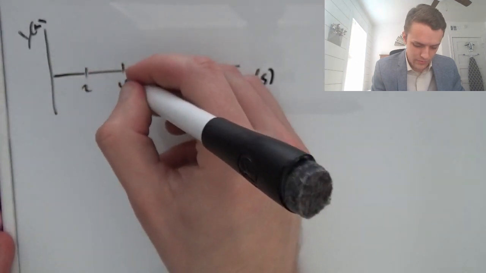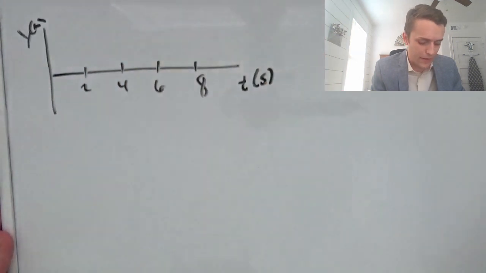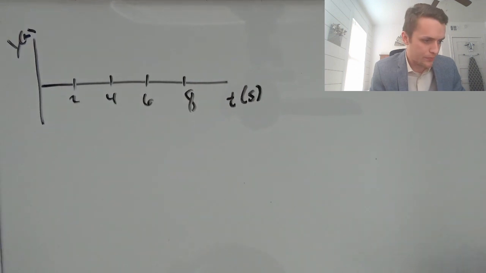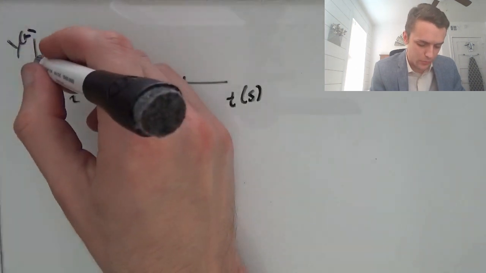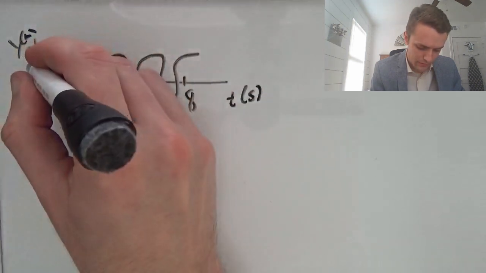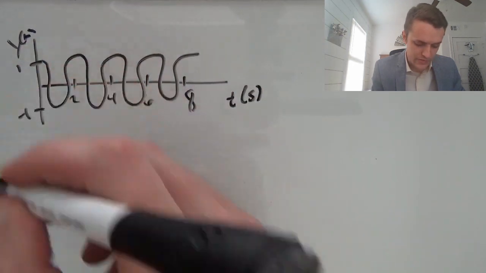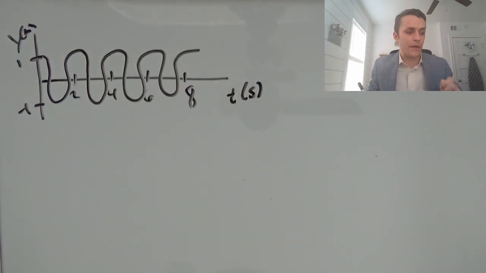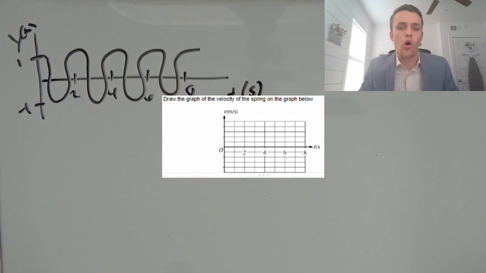2, 4, 6, 8. And this one has a period of 2, right? Oscillating between 1 and negative 1. Starts off high. Period of 2 seconds. So it looks like that. And our first task again is to draw the velocity graph.